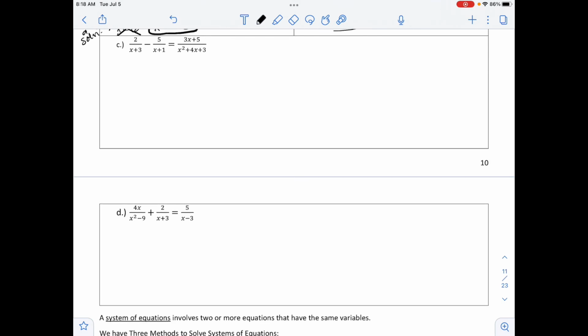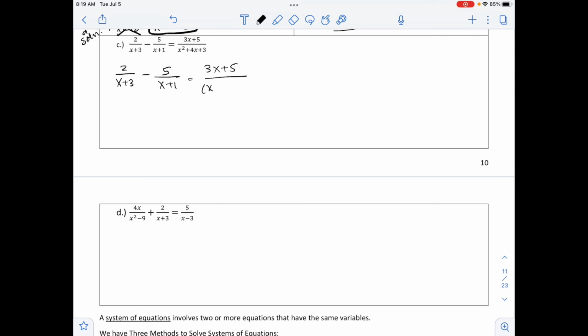So the next example that we have is 2 over x plus 3 minus 5 over x plus 1 equals 3x plus 5 over x squared plus 4x plus 3. And so for this, I need to first factor the right side of my equation. So I'm going to have 2 over x plus 3 minus 5 over x plus 1 equals 3x plus 5 over, and then factoring x squared plus 4x plus 3.